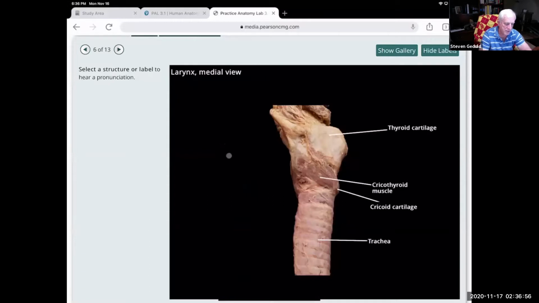Okay. Side view of it. Again, there's the thyroid cartilage. If you looked at it straight on, it'd be a butterfly shape. It extends around the whole area. Then you've got your cricoid cartilage below it. See a little pointer there.